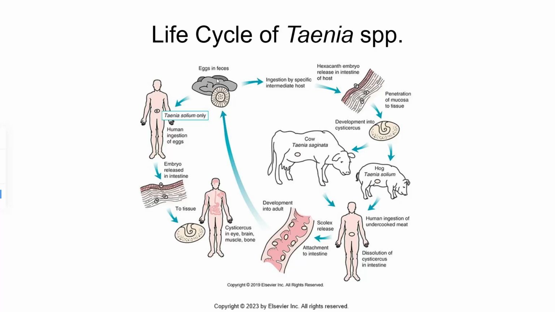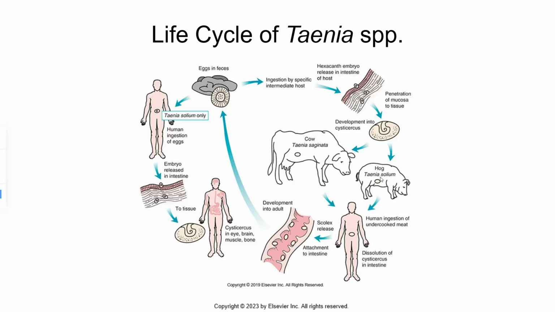If we talk about the eggs in the feces, ingestion by an intermediate host, then those would be released into the intermediate host, and then those cysts would either go into the cow or they would go into the pig. So if they're T. saginata, they would be in the cow. T. solium, they would be in the pig.